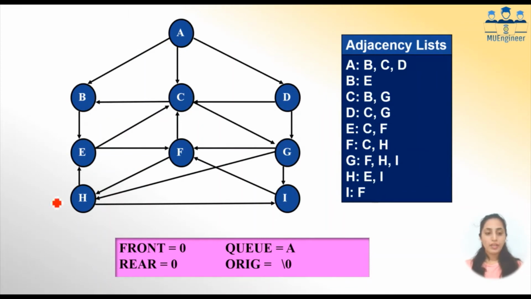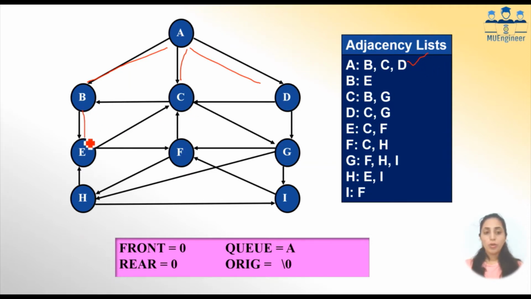So here I have a given graph. A, B, C, D, E are all the nodes. I have prepared an adjacency list for all the nodes. Say, for example, from A, I can go to B, C and D. That's why B, C and D are the adjacent nodes of A.